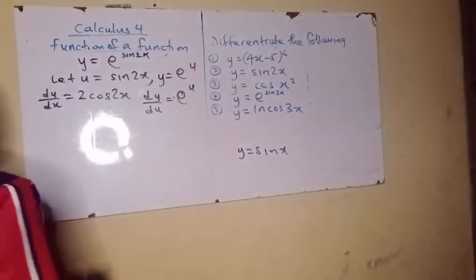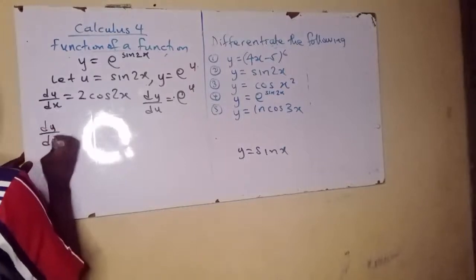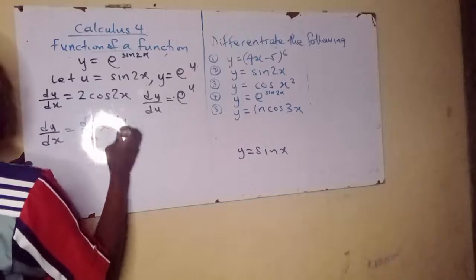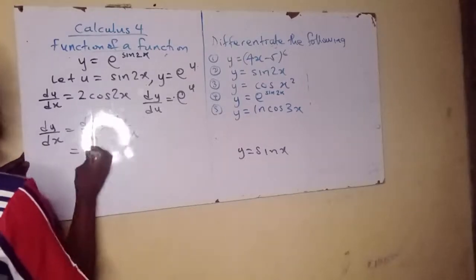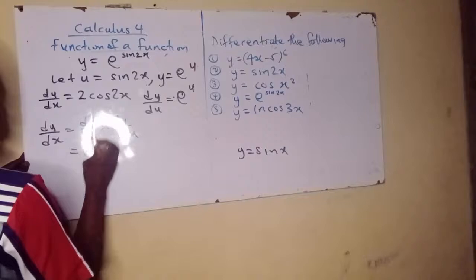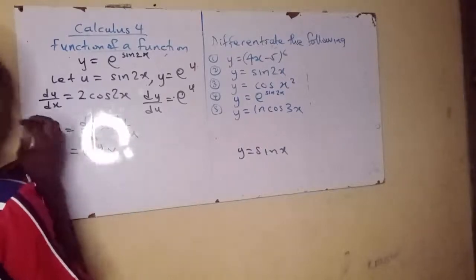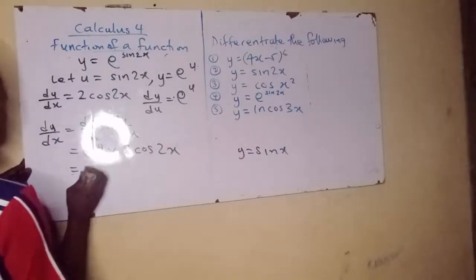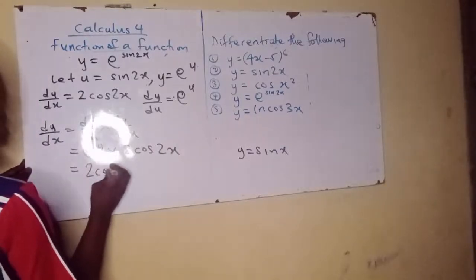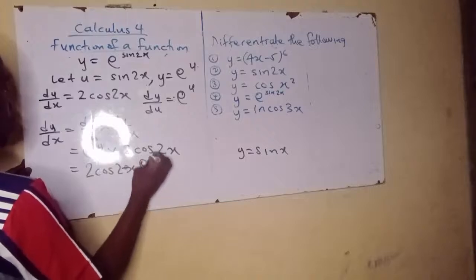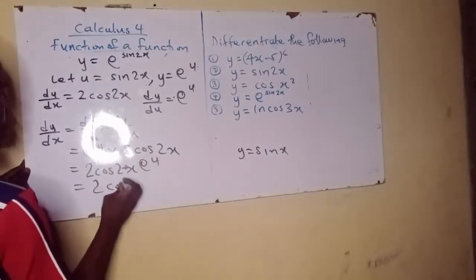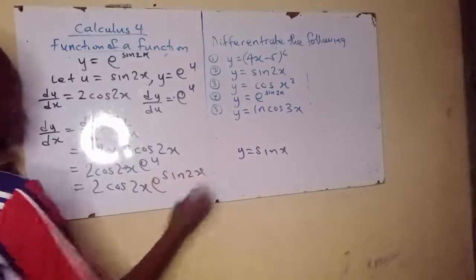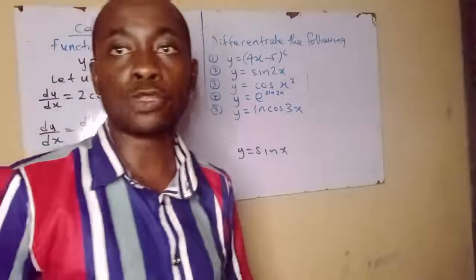Now how do I do this? Dy dx will be equals to dy du times du dx, and that will be what? What is our dy du? e to the u. What is my du dx? My du dx is 2 cos 2x. So I will just say 2 cos 2x e to the u, and that will be 2 cos 2x e to the sin 2x. So that one also goes like that. Let us look at the last one.